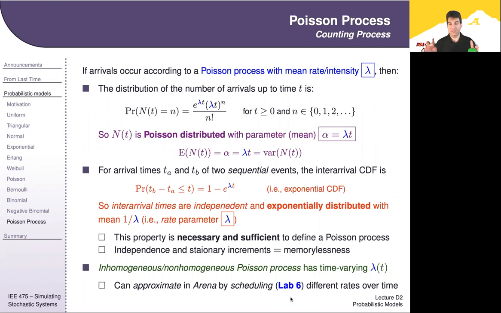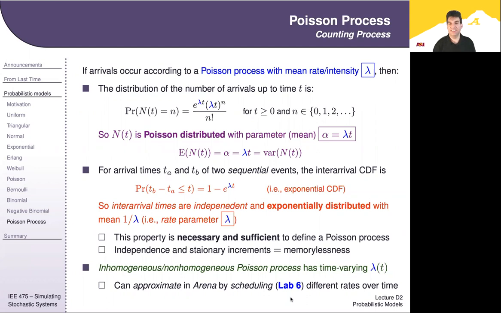The normal Poisson process we talked about is a homogeneous Poisson process where the rate is constant. Now, in that bank example, that is a so-called inhomogeneous or non-homogeneous Poisson process where the rate can change over time, where you can have a high rate of arrivals in the morning, a low in the afternoon, and then a high again, let's say in the evening.